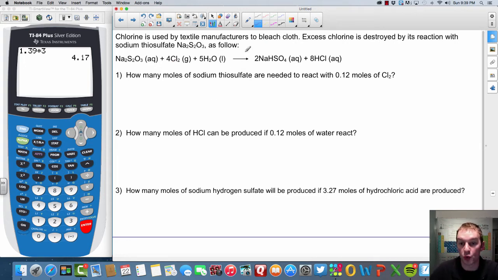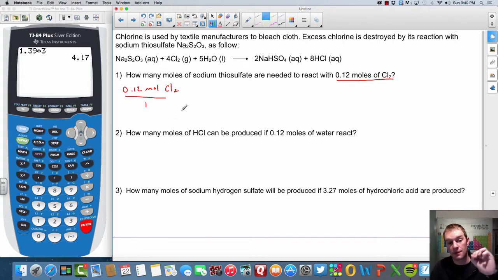Well, let's keep it really simple, okay? We're going to start with the 0.12 moles of Cl2 that we read in the reaction. We know that we have 0.12 moles of Cl2, and we're going to put that over 1, because what we are trying to do is convert from moles of Cl2 to moles of sodium thiosulfate. That goes back to that term conversion factor that I spoke of before. When you go from moles of one substance to moles of another substance, you are using the mole ratio as the conversion factor. So what is the mole ratio?